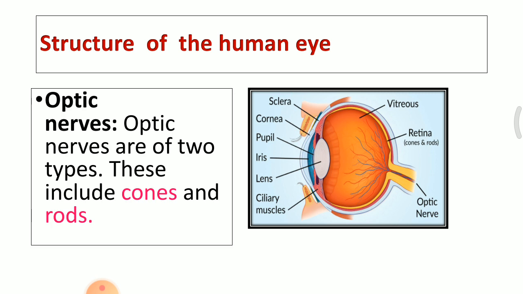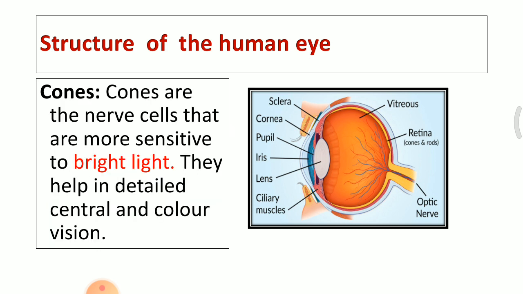So what is meant by optic nerve? Optic nerve cells are of two types. These include cones and rods. The optic nerve contains the cone cells and rod cells. So what is meant by cone? Cones are the nerve cells that are more sensitive to bright light. When bright light enters our eye, the cone cells are activated. They help in detailed central and color vision.